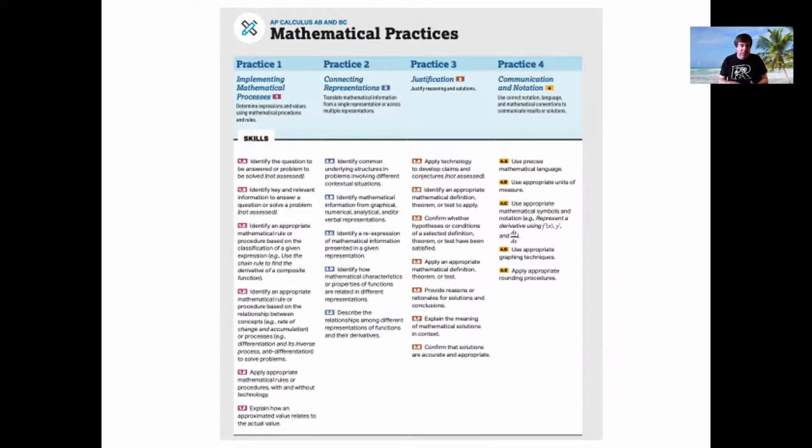You have connecting through the representations like number, algebra, graphing. You have justification, which is where we're a little weak. We have to be able to explain or justify our answers. And then the last is communication and notation. Hopefully I'm doing a good job communicating.